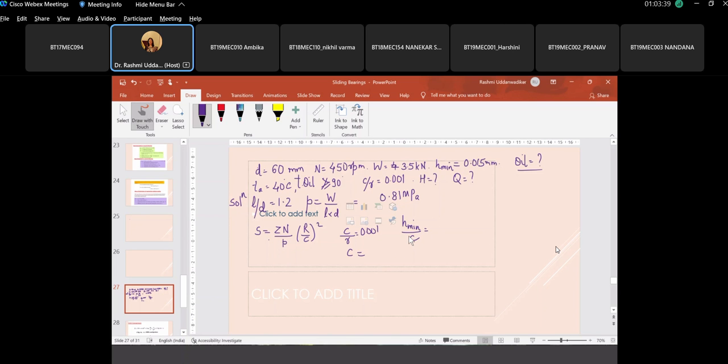Give me C first. Diameter is 60, radius is 30 mm. So what is the value of C? 0.03. So what is H minimum by C?